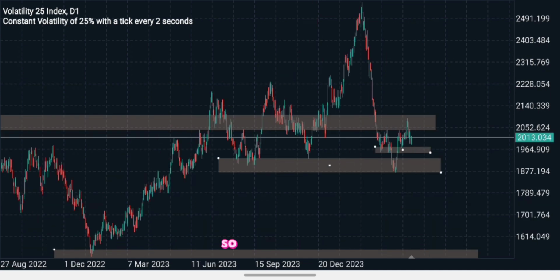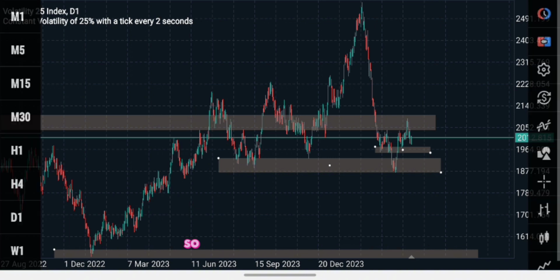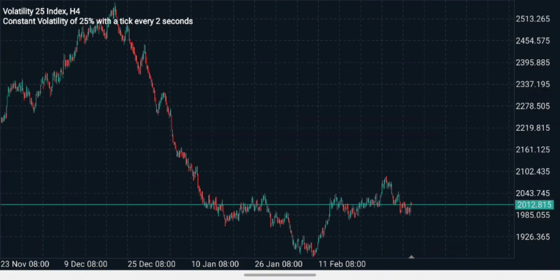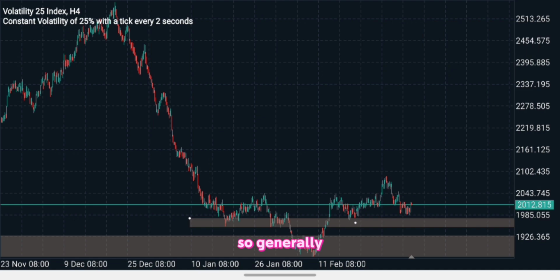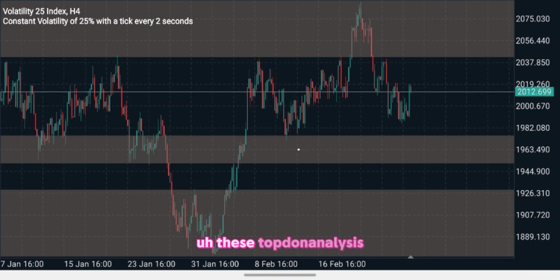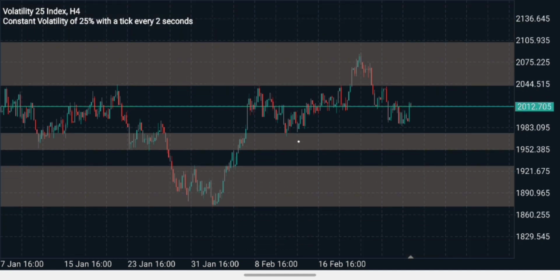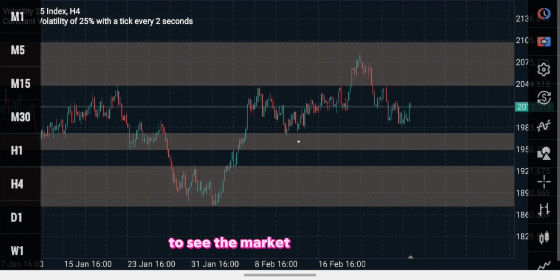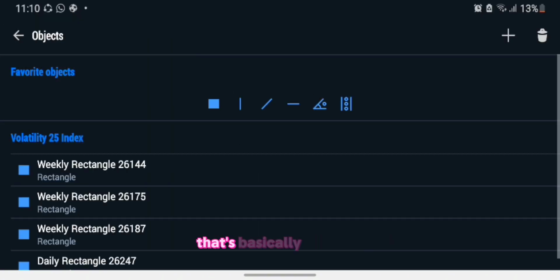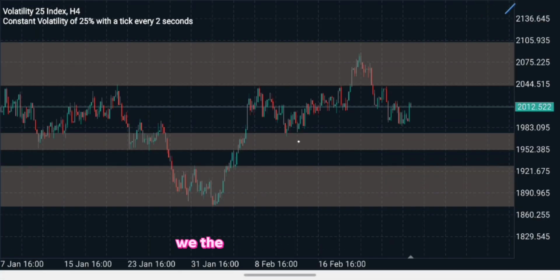Okay, as you can see, in daily time frames there is no major thing, so we move on to 4 hours. Generally, this top-down analysis, we use it to see the market in the long run. That's basically what the tool is used for, like this.